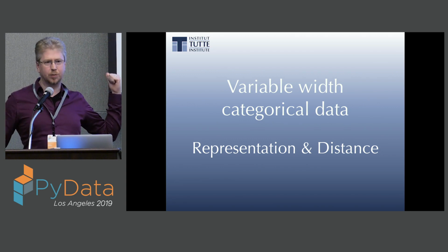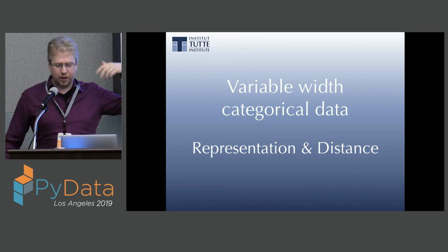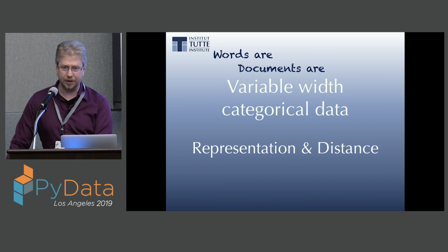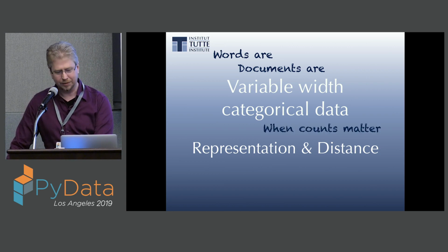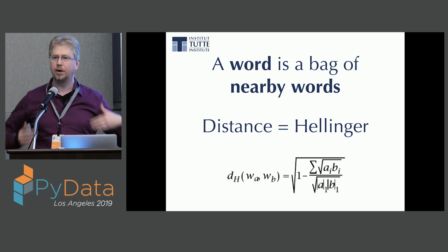Now I've just described this as a problem we've already solved at least twice in this talk. So we can reduce it to a problem we've already solved. Words are documents, which are variable width categorical data, where counts matter. A word is a bag of nearby words. Distance is Hellinger. We have an embedding.